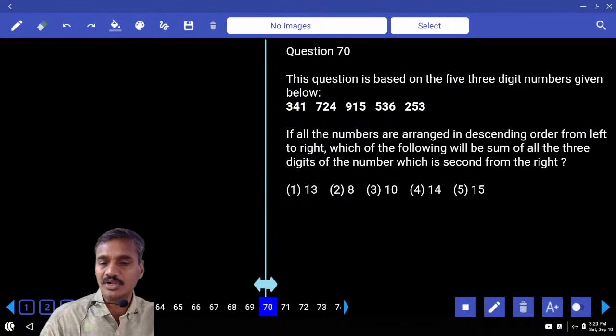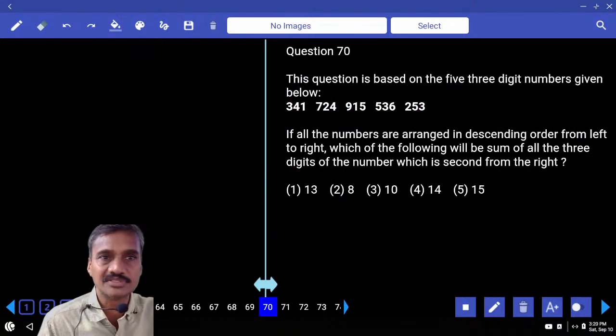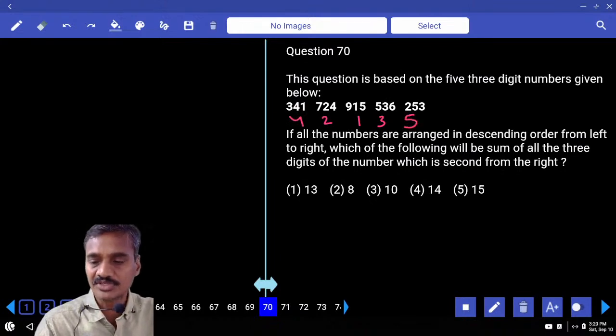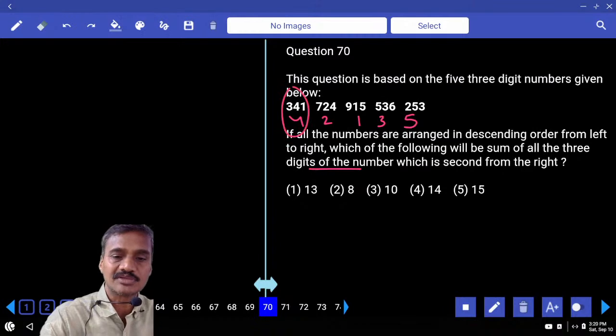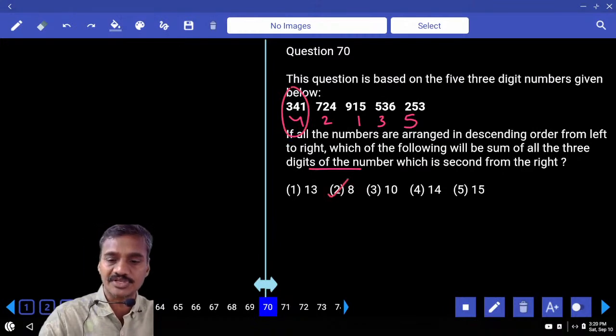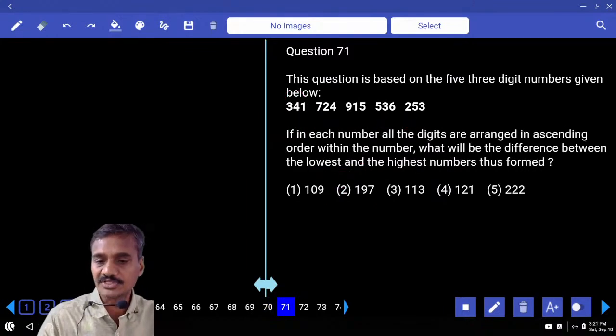Now in this 70, all the numbers are arranged in descending order from left to right. This is the first number, this is second, next 4 and 5. All the numbers are arranged in the descending order from left to right. Which of the following will be the sum of all the three digits of the number which is second from the right? Then which will be second from the right? 341. What is the sum of this one? 3 plus 4 plus 1, that is 8, choice 2. 70 is choice 2.